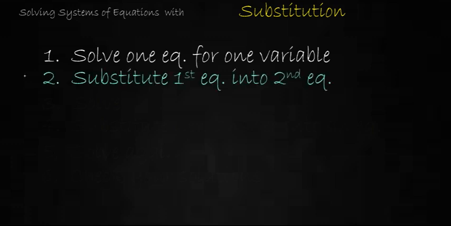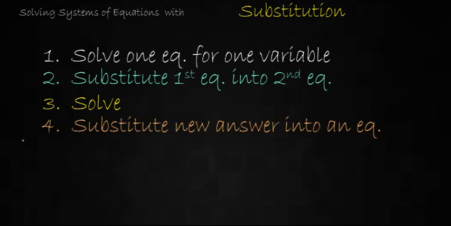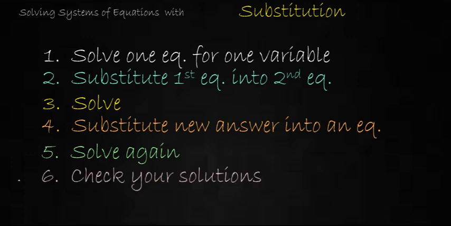Now once you've done that, you're going to substitute the first equation into the second equation. Once that happens, then you're going to solve. After you solve and get an answer, you're going to substitute your new answer into an equation, and it will allow you to solve again so that you get the second answer. Now once you get the first and second answer, our last step is we're going to check our solutions.